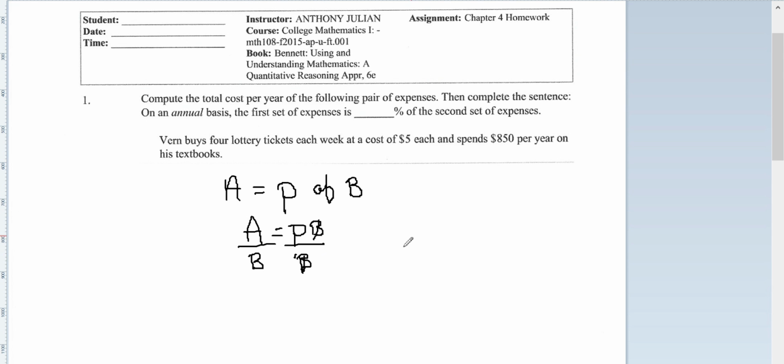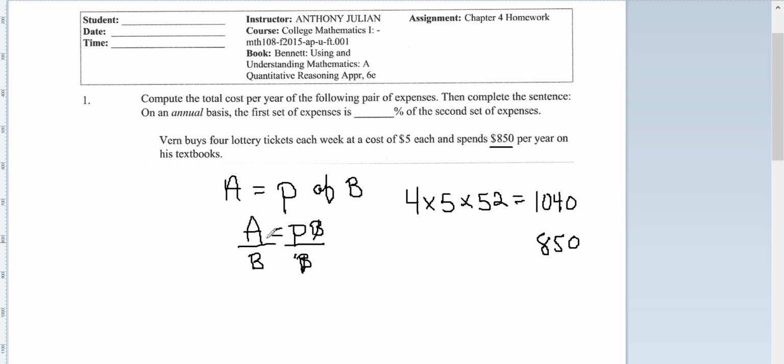So with numbers then, let's figure out the first set of expenses. Vern buys 4 lottery tickets each week at a cost of $5 each. So that's going to be 4 tickets at $5 each for a year, so times 52 weeks in a year. And what's that going to get you? 1040. And then Vern spends $850 per year on his textbooks. So that's the second set of expenses.